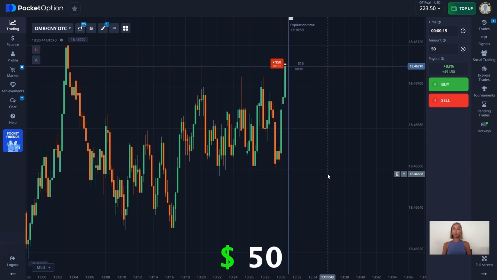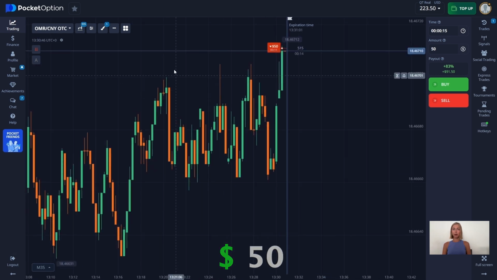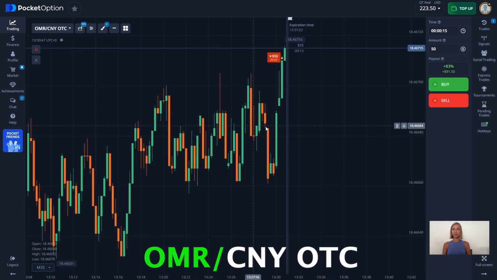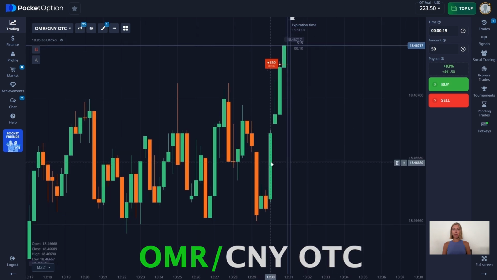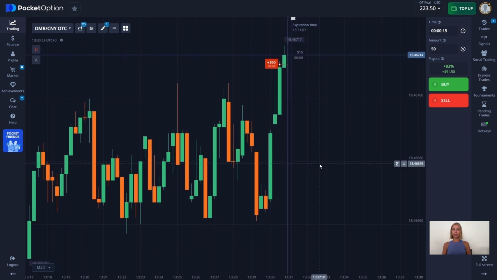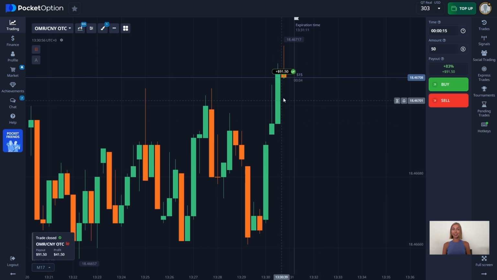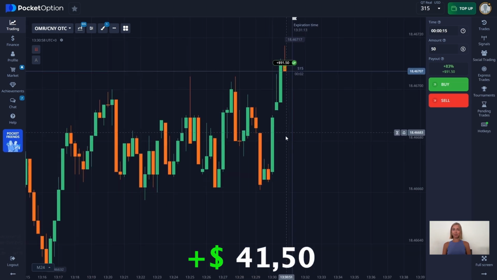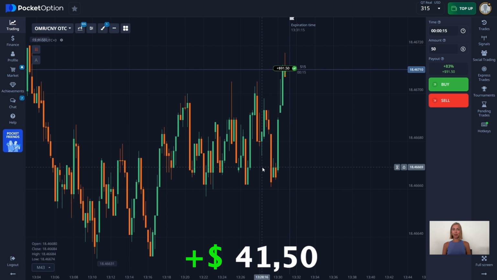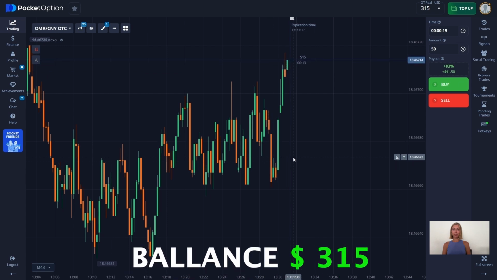I opened the down trade for 15 seconds. I saw a breakout of the nearest resistance level, and the breakout was an impulsive move in favor of the buyer. I expect that a pullback movement should occur, and that's exactly what happened. Excellent result, the trade closed in profit. Let's move on.